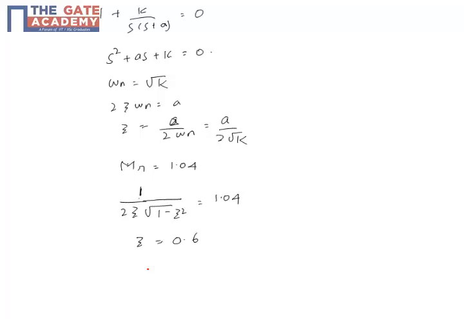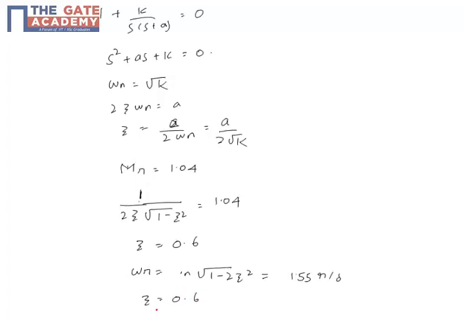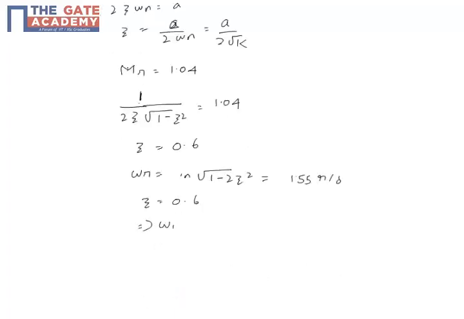Now we have determined the value of ζ, from which we can determine the value of ωn. Now ωr, the frequency at which resonance takes place, is ωn √(1 − 2ζ²). That is given in the question: ωr is given as 11.55 radians per second. And also we know the value of ζ, which is 0.6, from which we will get ωn is equal to 21.82 radians per second.